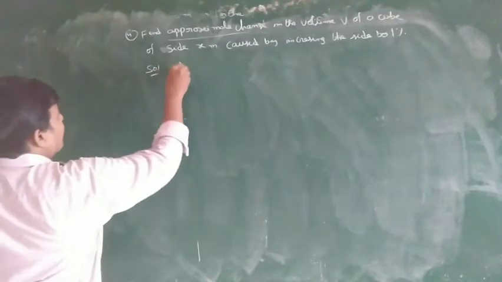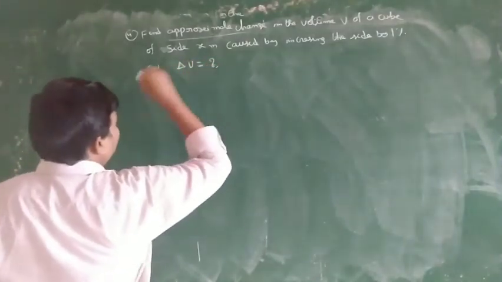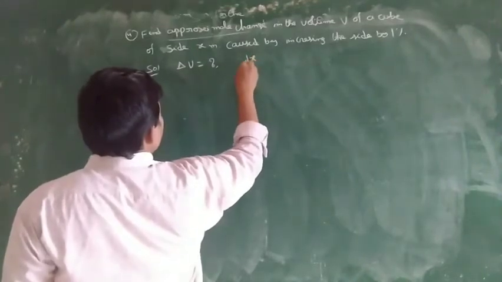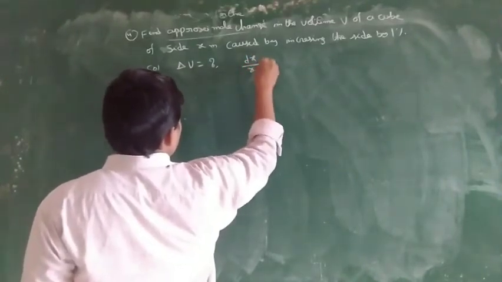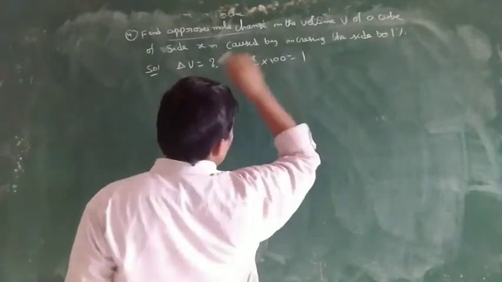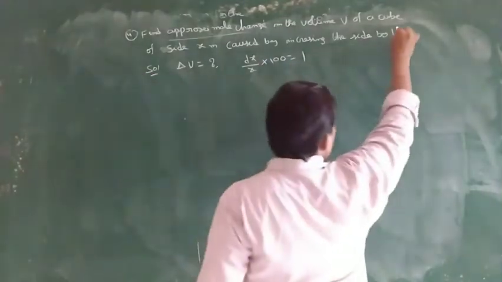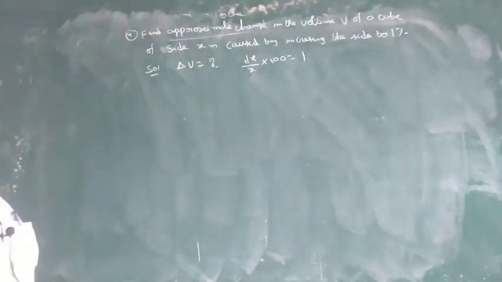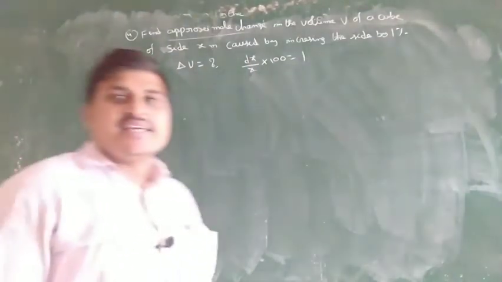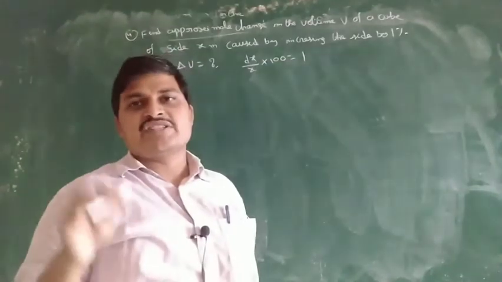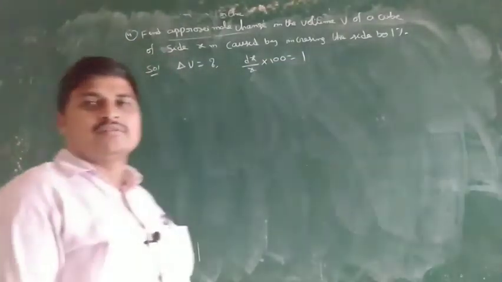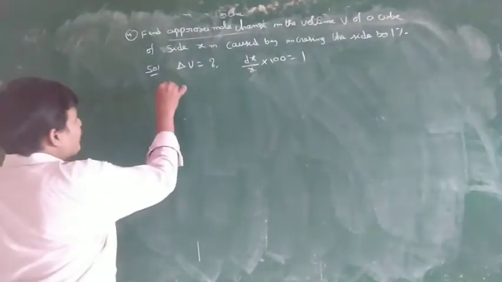Solution. Delta V is equal to question mark. What is given? Side increasing. Side increasing means dx by x into 100 is equal to 1, percentage. 1% is given. What is the percentage error in x? Percentage error in x is delta x by x into 100. Percentage error in y means delta y by y into 100. So for x, 1% is 1.